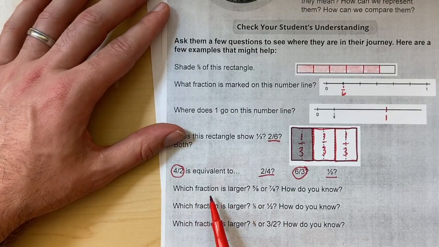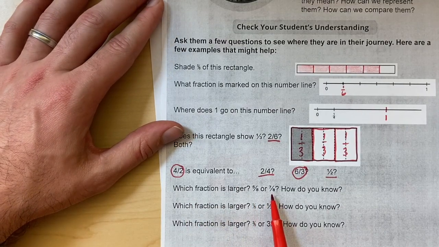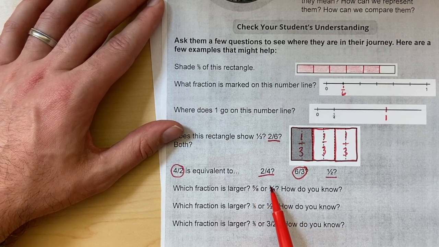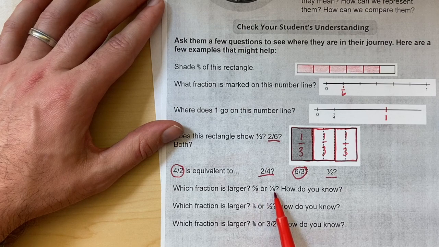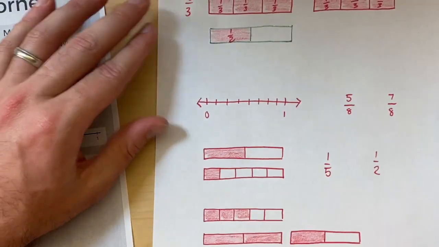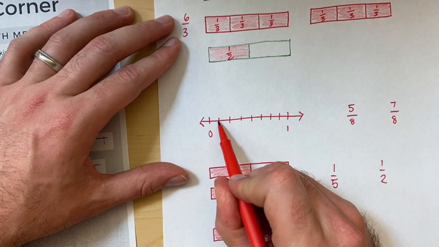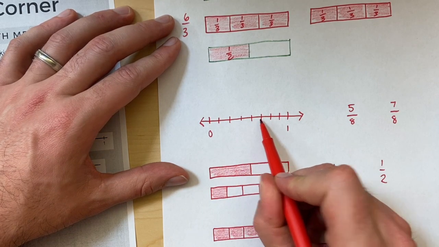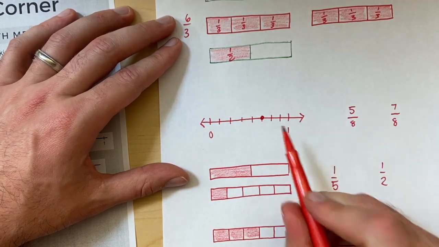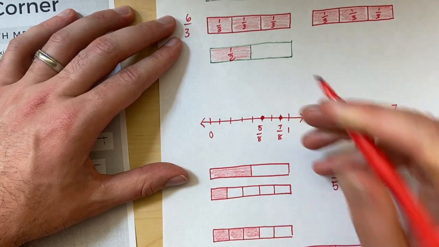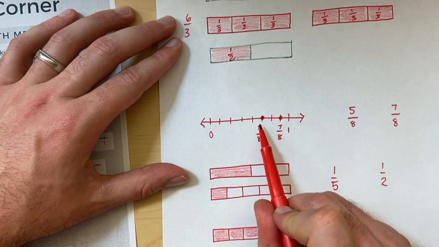Coming down here for which fraction is larger, 5/8 or 7/8, we want them to understand that 5/8 means there's 5 of them and 7/8 means there's 7 of them, but both pieces are the same size. So which one has more? Well, 7 is more than 5. We can show that on this number line right here. We can say, well, this means I have 5/8. So here's 1/8, 2/8, 3/8, 4/8, 5/8. Well, 5/8 is right here. 6/8, 7/8, 7/8 is right here. On this number line, we can see that 7/8 is larger than 5/8.